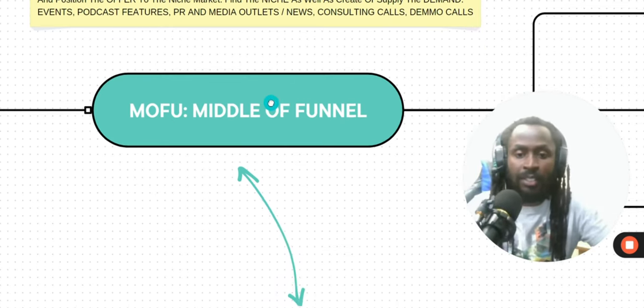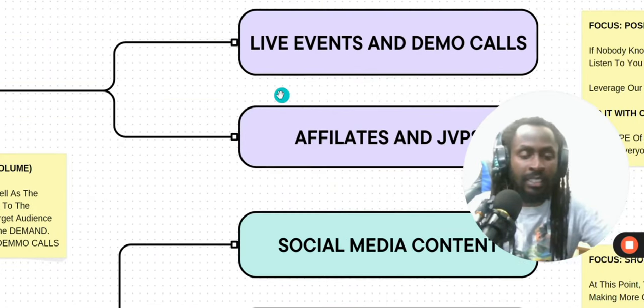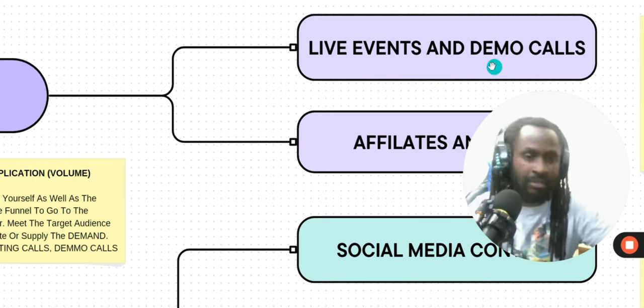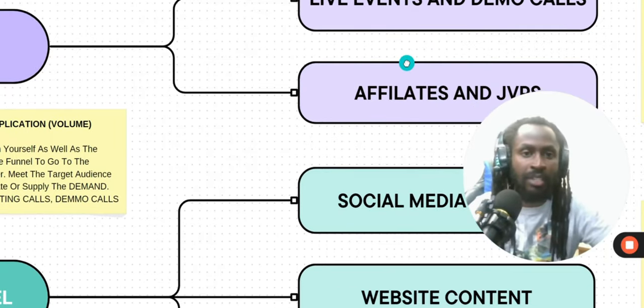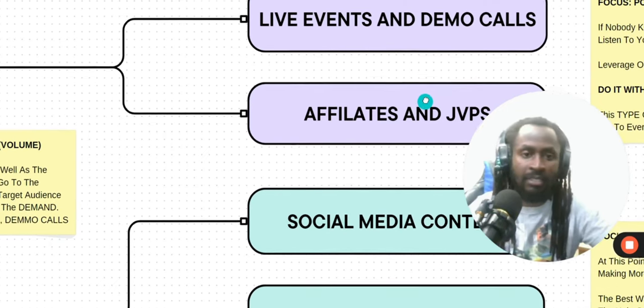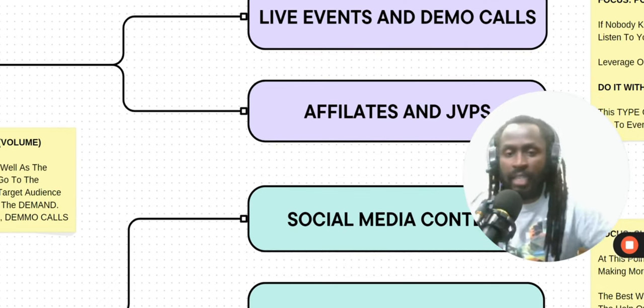All right. So the middle of the funnel, the top of the funnel can be a lot of stuff. So you can do live events, as I said, virtual events. You can do demo calls or strategy calls or discovery calls and whatever you want to call them. Those are the top of the funnel stuff, because of course people are not paying. It's free for the most part. Sometimes you can make them pay. It depends. It can be audits, other stuff that you can make.